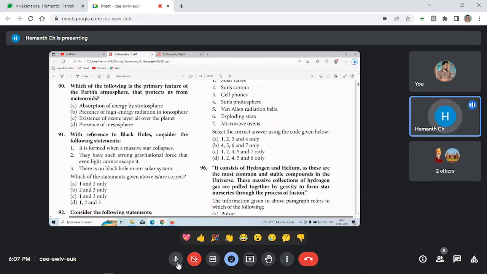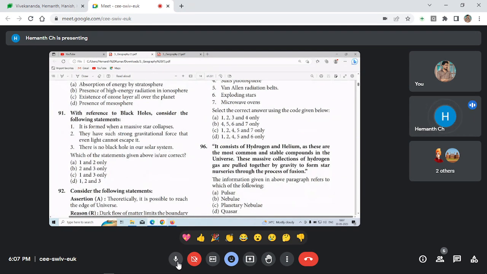With reference to the black holes, consider the following statement. It is formed when a massive star collapses. It has such a gravitational force that even light cannot escape from it. Okay, there is no black hole in our solar system. ఉంటే ఇవాళ మన ప్లానెట్ ఉండదు.